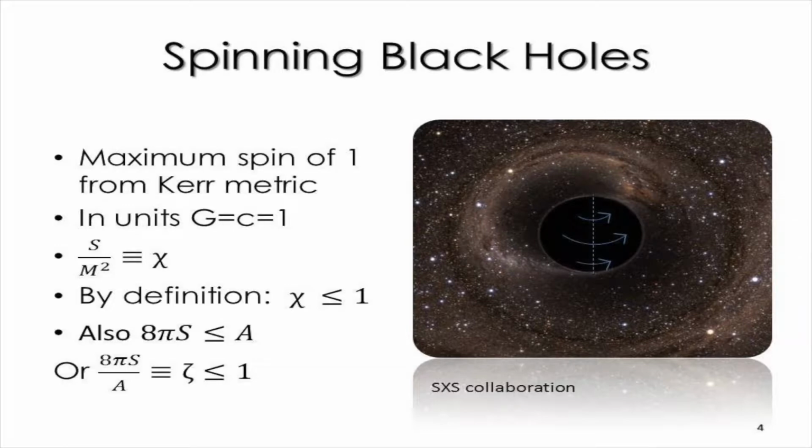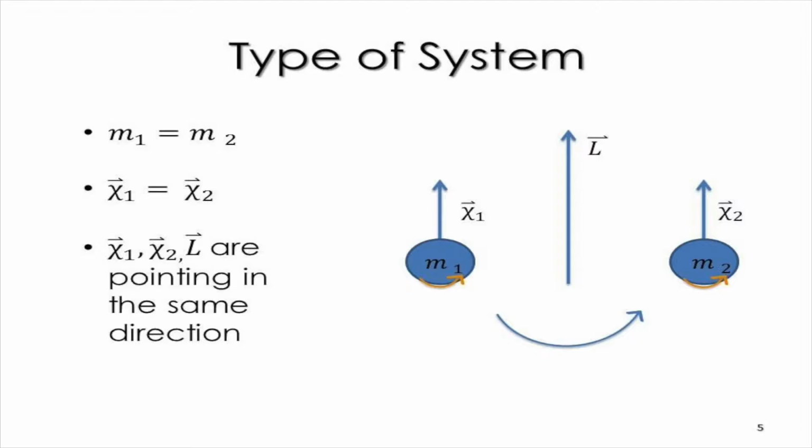Another possible definition of the spin of the black hole is to have 8 pi times the spin angular momentum be less than or equal to the black hole's surface area. We can rewrite this as 8 pi S over A, defined as zeta, and this also should be less than or equal to 1. The systems I will be studying in this research have two black holes of equal mass, equal initial chi angular momenta, and the chi's of the two black holes that are orbiting each other are aligned with the total angular momentum of the system. So the chi arrows and the L arrow are all pointing in the same direction.